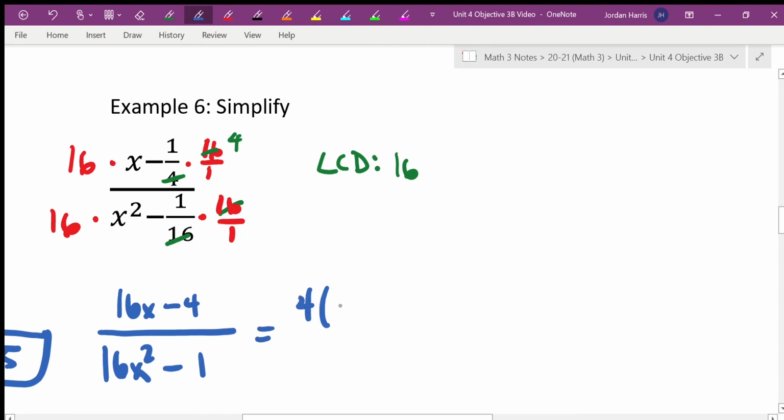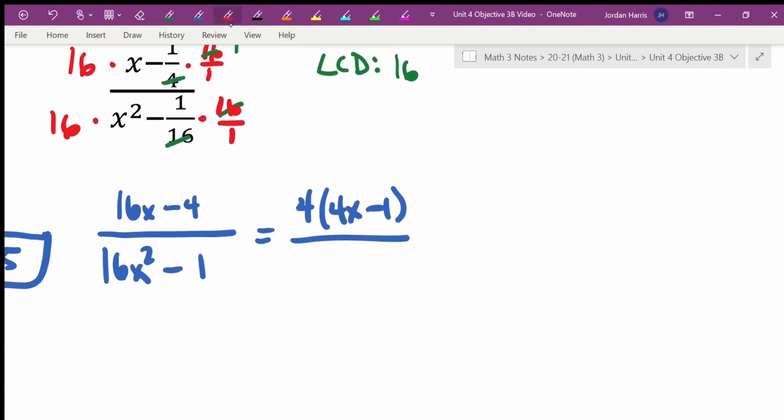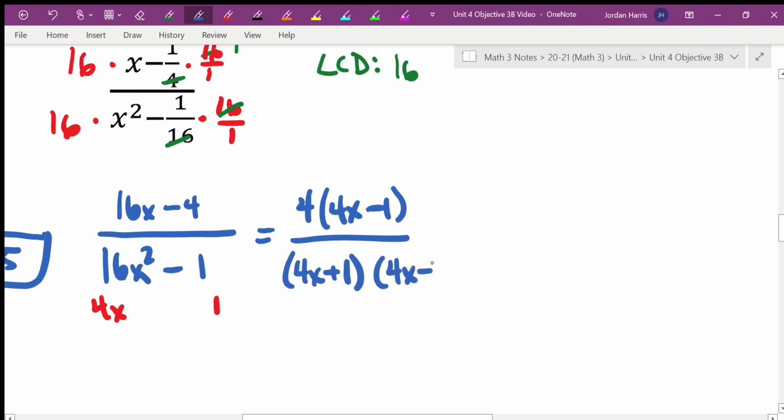The top is a GCF. Do not forget about GCFs. The bottom is a difference of squares. So this is 4x, and that's 1. So I get 4x plus 1, 4x minus 1. Okay, the 4x minus 1 simplify.